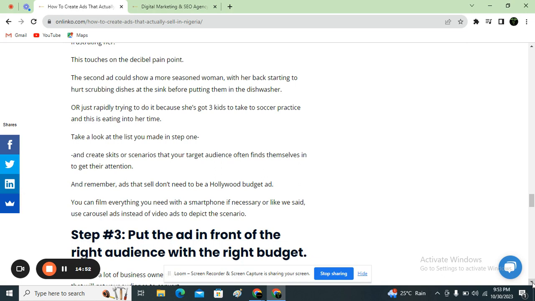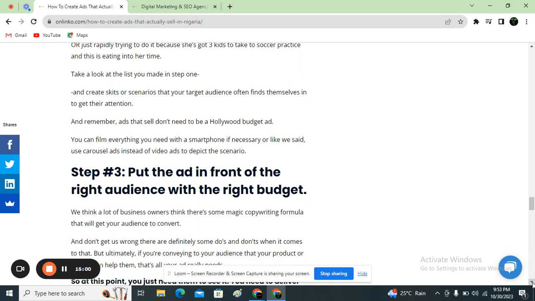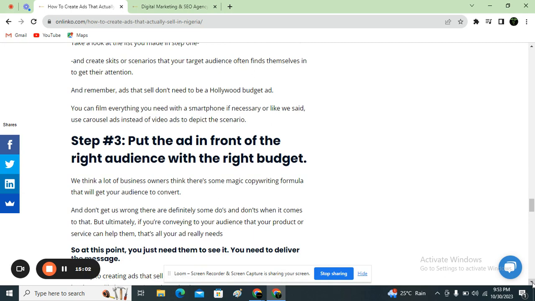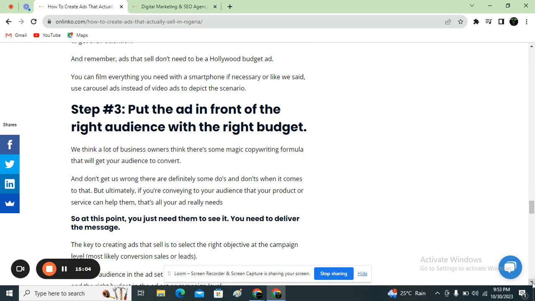So remember step two, create a scenario that resonates with what? Your prospect, your audience. Step three, put the ad in front of the right audience with the right budget.